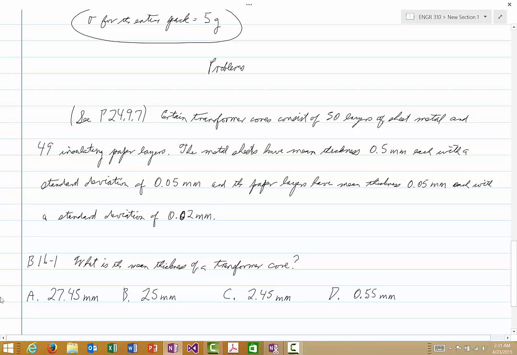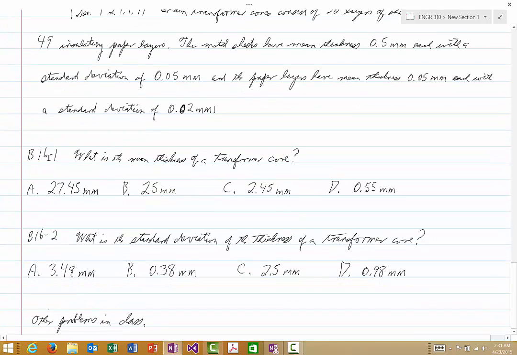Okay, so with that information given, question B16-1 is, what is the mean thickness of a transformer core? And the choices are A, 27.45 millimeters, B, 25 millimeters, C, 2.45 millimeters, and D, 0.55 millimeters. And then question B16-2, what is the standard deviation of the thickness of a transformer core? Choice A is 3.48 millimeters. Choice B is 0.38 millimeters, choice C is 2.5 millimeters, and choice D is 0.98 millimeters.